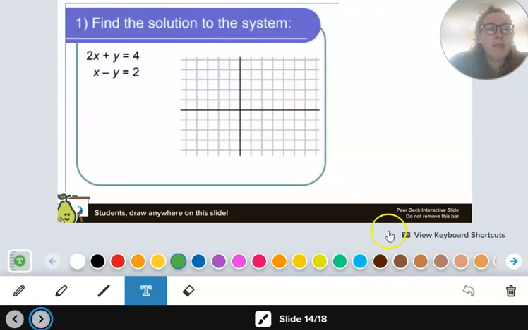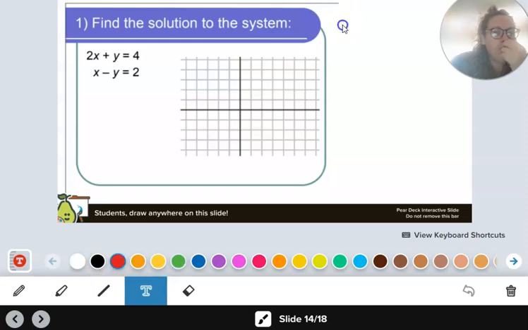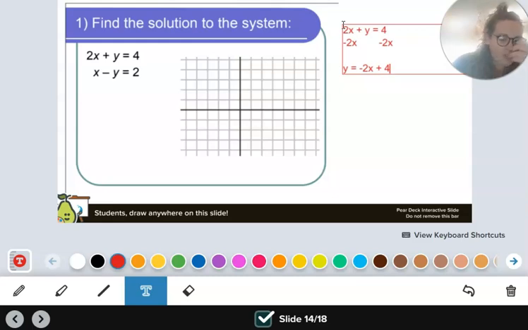And remember, you can pause the video at any point to do that practice. And then this just has us doing some more graphing. So for the first equation, we have 2x plus y equals 4. So I'm going to subtract 2x on both sides. And I'll get y equals that subtracted 2x plus 4. There's our first equation that has a slope of -2, or -2/1, and a y-intercept of 4.